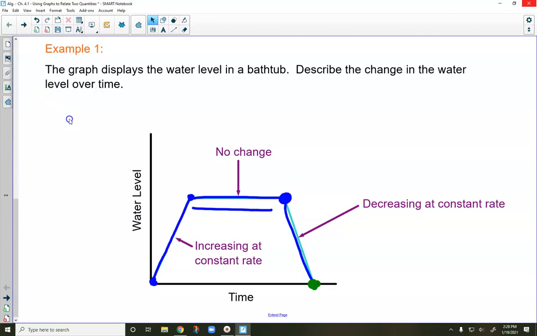These are both examples of qualitative graphs. Again, there are no numbers on the axes, and we're comparing two variables.